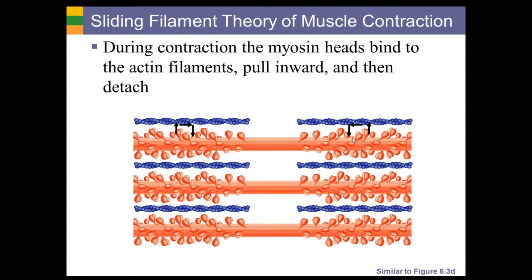Well, what's going to happen as those myosin heads bind, do the power stroke, and detach? Well, what's going to happen is those actin filaments are going to move toward the middle, pulling the Z discs with them. And so you're going to get contraction of the entire sarcomere, right?